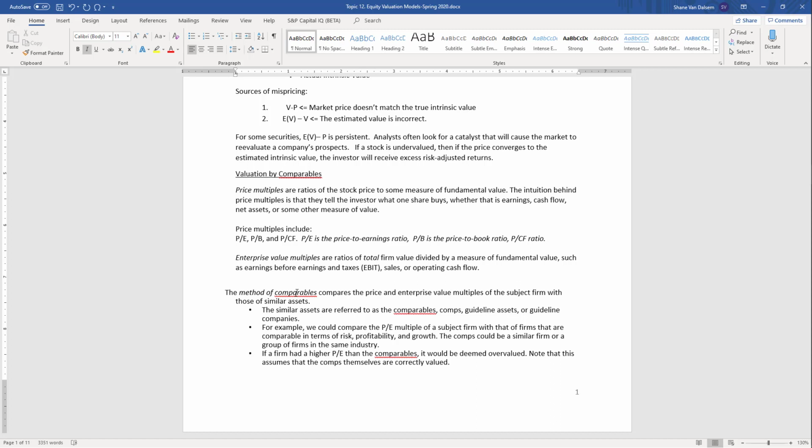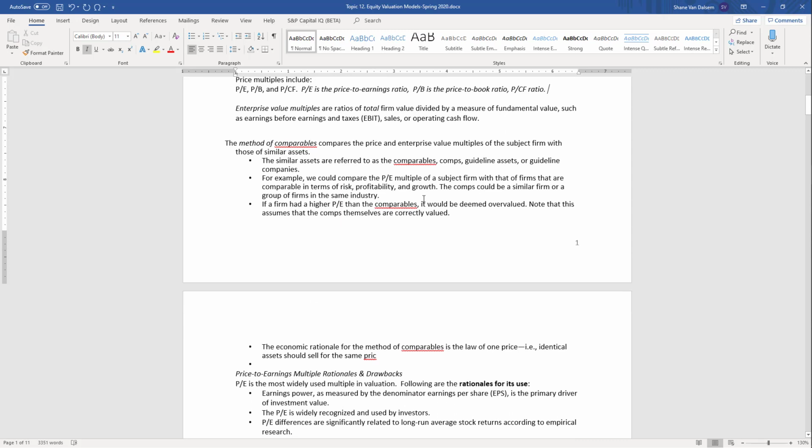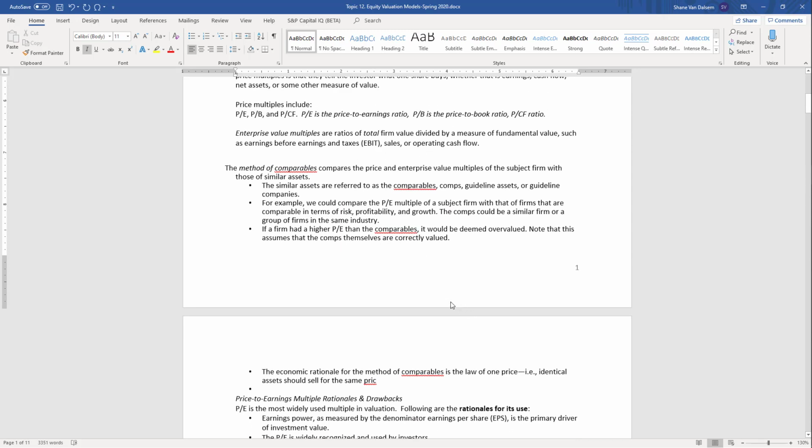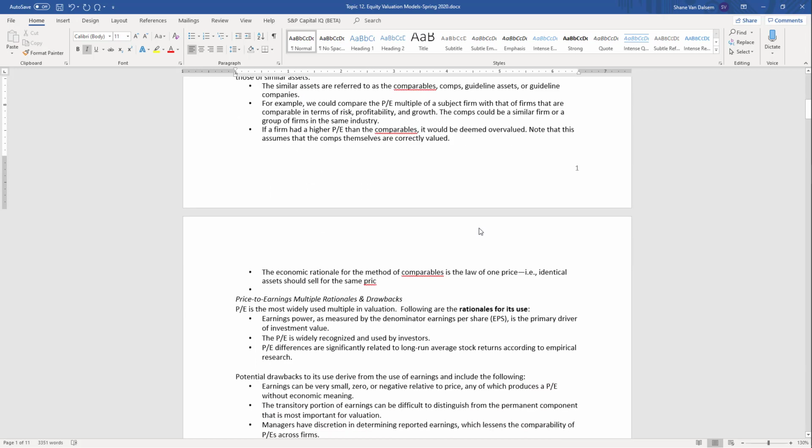If a firm had a higher PE than the comparables, it would be deemed overvalued. Note that this assumes the comps themselves are correctly valued. So the idea is that we would take the multiple that we're using, PE, PB, price to cash flow, or an enterprise multiple, and compare it to those of similar companies. The economic rationale for the method of comparables is the law of one price. Identical assets should sell for the same price, and similar assets should therefore sell at similar prices.